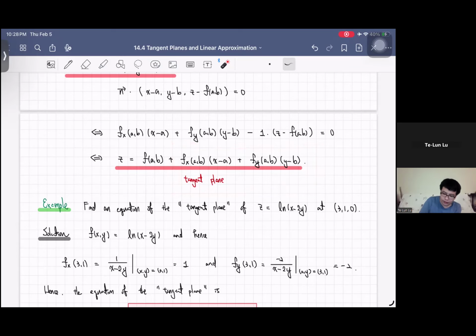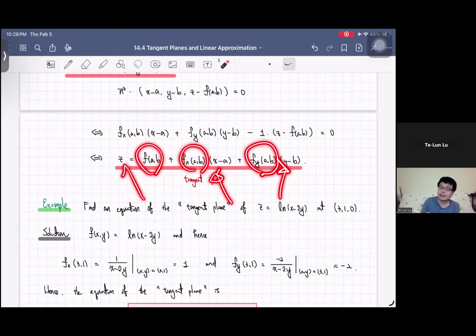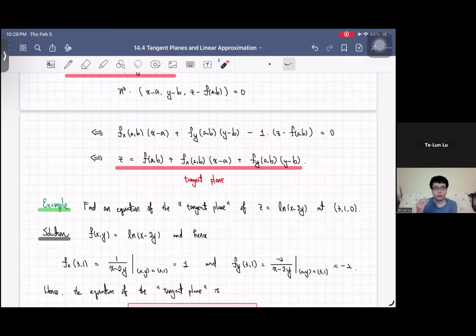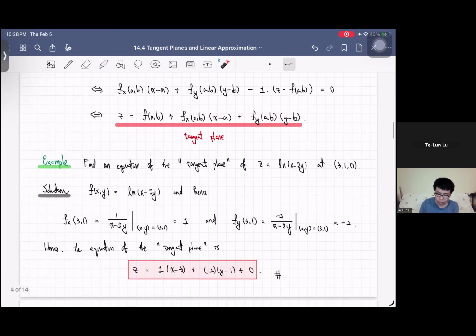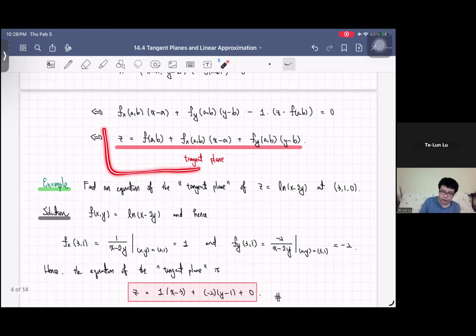So let me emphasize this. These three guys are just numbers, right? So this is a plane. The only variables here are x, y, and z. It's a linear function. There is no quadratic term or strange transcendental function like sine, cosine, exponential. Okay? So from now on, let us call this kind of equation a tangent plane. But technically, we haven't defined it yet because we still haven't defined differentiability in a precise way, which we will do later. But for now, we first try to evaluate an example so you guys have an understanding of how this works.